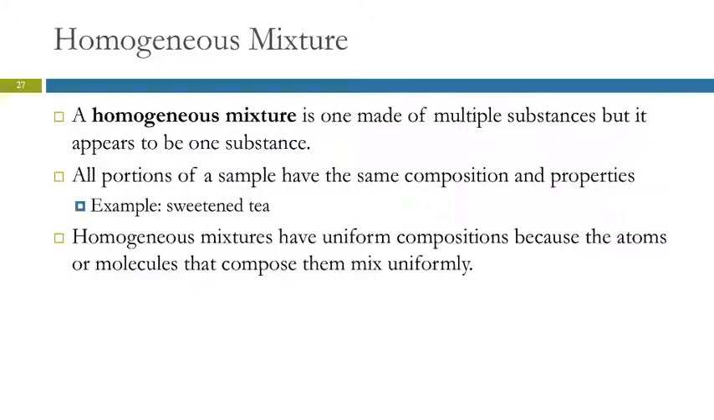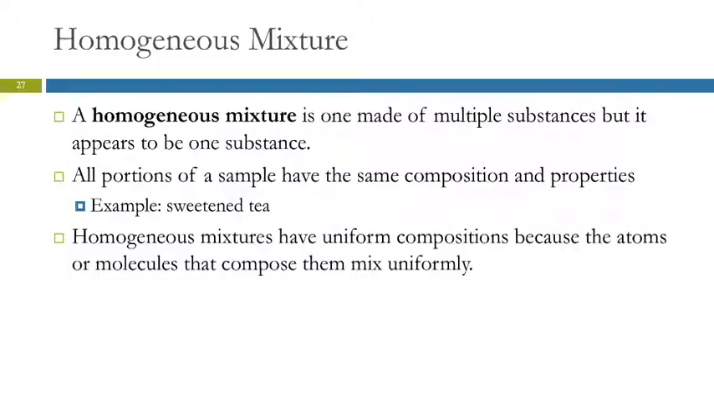It just mixed thoroughly with the water in the tea. If you sample the top of the tea, the middle of the tea, the bottom of the tea, it's all equally sweet. Okay, so that's a homogeneous mixture. It's going to have a uniform composition. The composition, the properties of the top layer are going to be the same as the bottom. Another example of a heterogeneous, if we think about soup, okay? So chicken noodle soup or cream of tomato soup, which one's homogeneous? Cream of tomato.